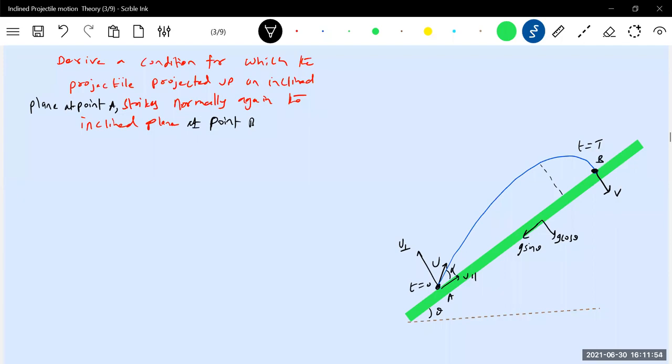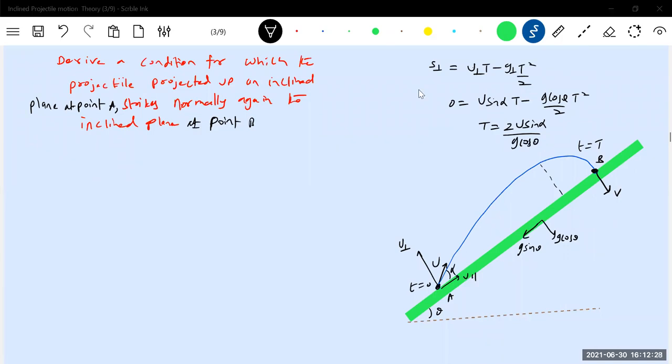What is the displacement perpendicular to the incline? It should be 0. This part we'll calculate here. There should be 0. u perpendicular will be u sin alpha t minus g cos theta t squared by 2. So t equals 2u sin alpha by g cos theta. There's the expression for time of flight.